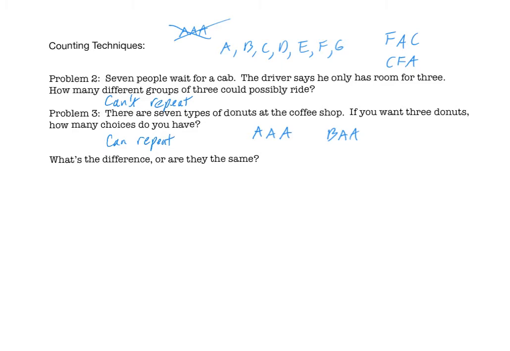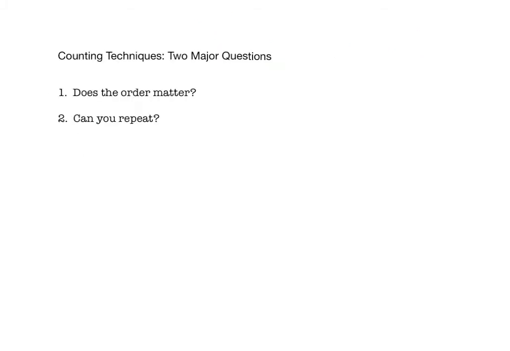These are the two major questions that you always need to ask yourself as you get into a counting problem. Here's a summary of what we learned in the previous 2 slides. The 2 key questions that you need to ask yourself whenever you're doing a counting technique problem: does the order matter, and can you repeat? Now it sounds simple, but sometimes it can be a little deceptive trying to figure out whether the order matters or not, and possibly whether you can repeat or not.